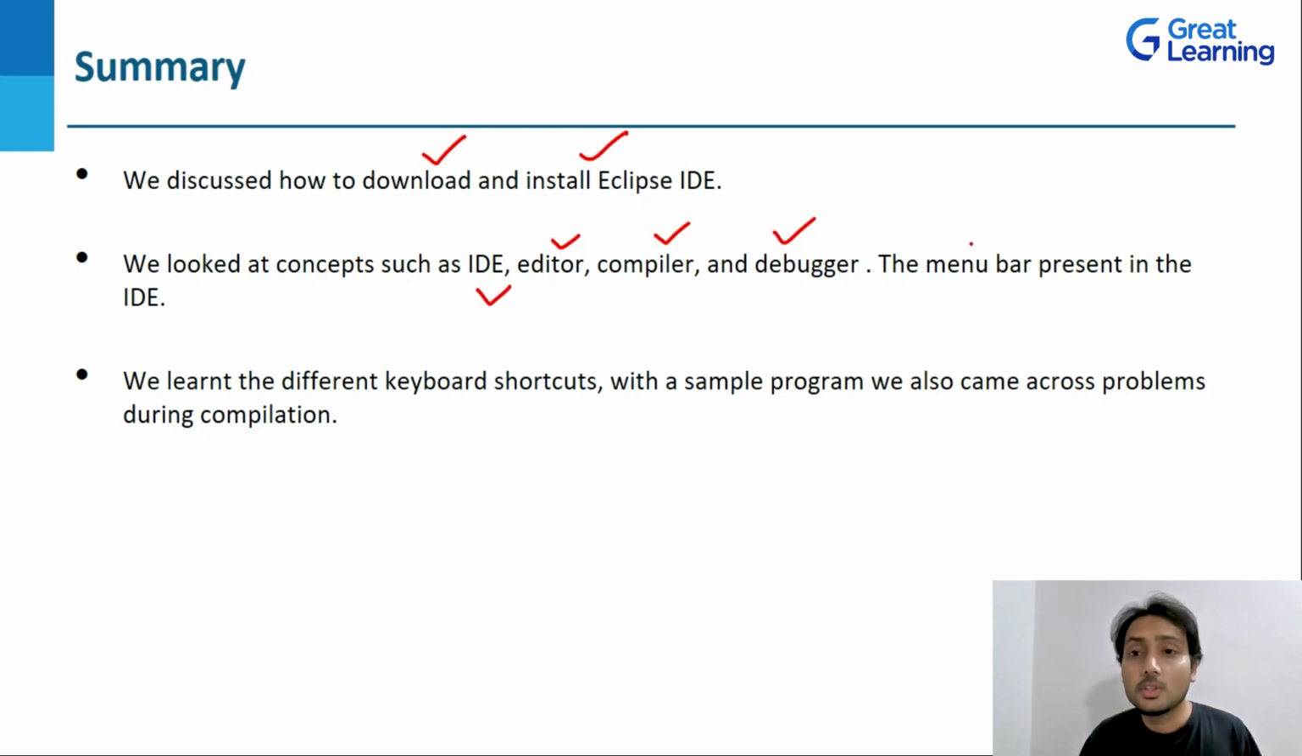After that, we also saw the menu bar present in the IDE with so many other options, like file, edit, and so many other things. And lastly, we also saw some keyboard shortcuts. I also demonstrated with a sample program how you can execute a Java program in the Eclipse IDE, and we also came across a few problems which might occur during your compilation. So I hope with this you have understood how to work on Eclipse IDE.